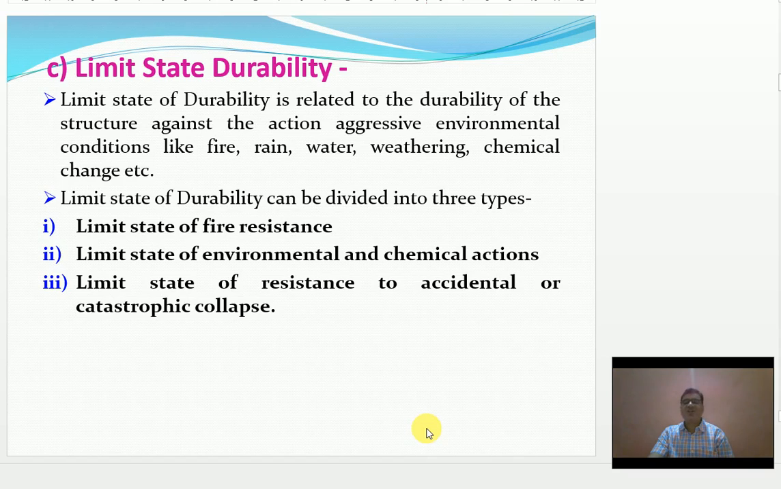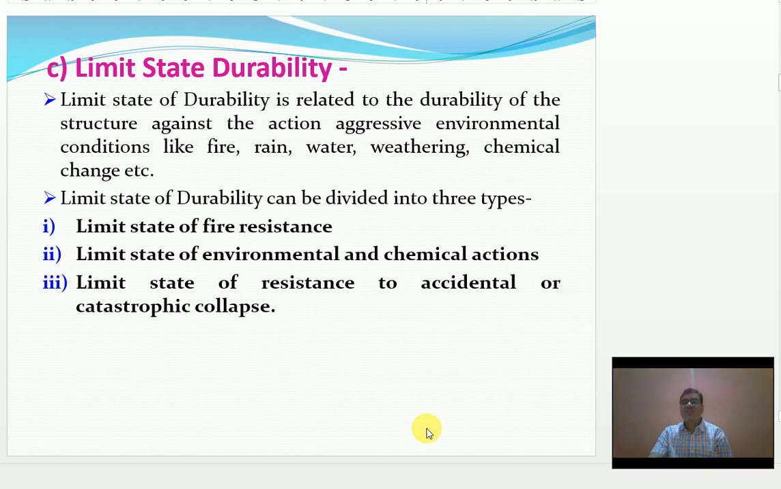Then the second one is limit state of environmental and chemical actions. For this also, tables are given to control the quantities of different hazardous chemicals in the concrete. So the controls are given, and accordingly you have to control these. These chemicals may get introduced through the aggregates, or the cement, or the water, or even admixtures also.